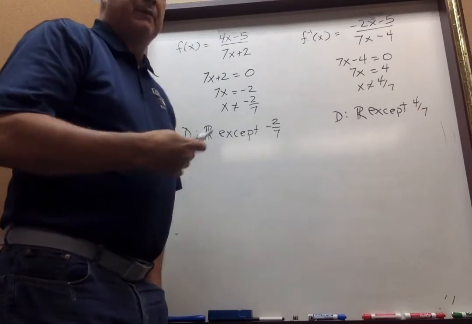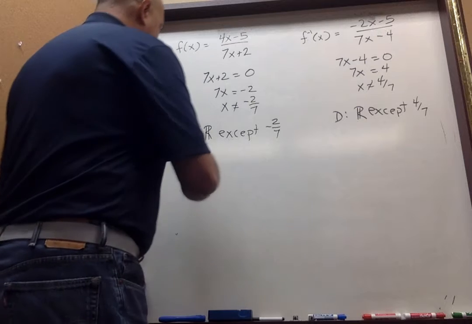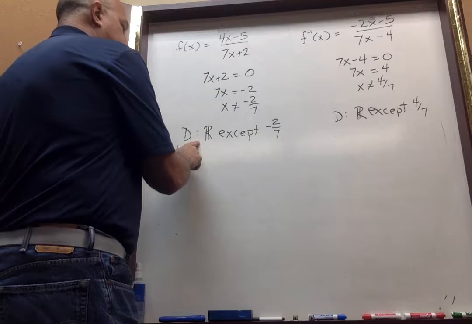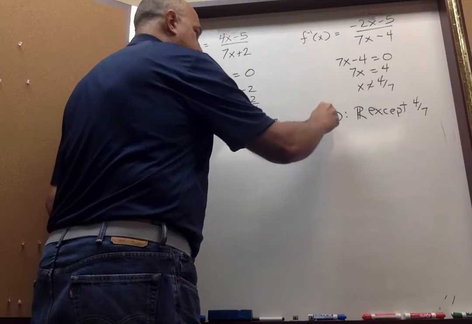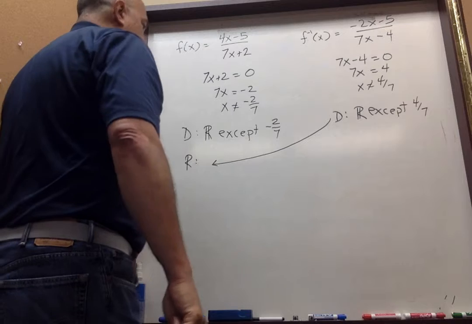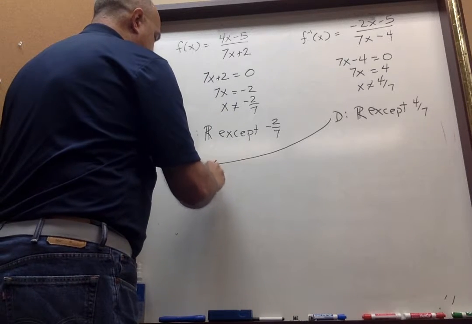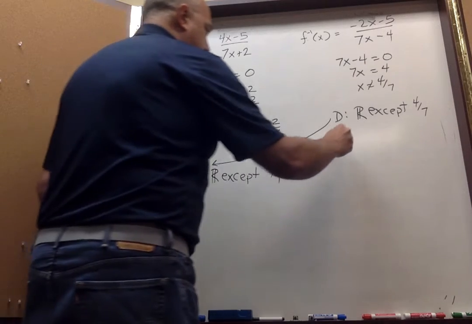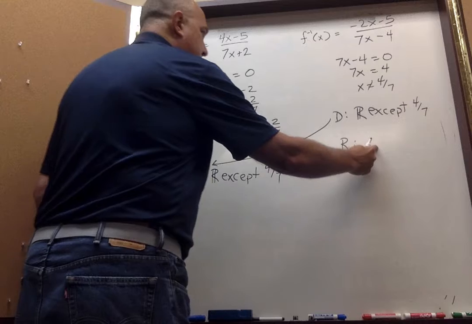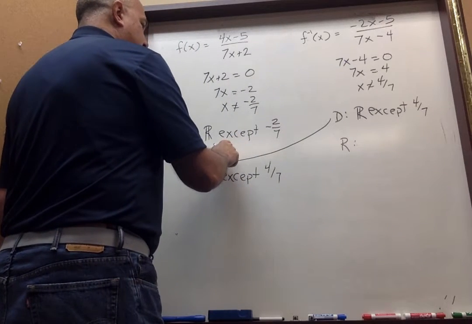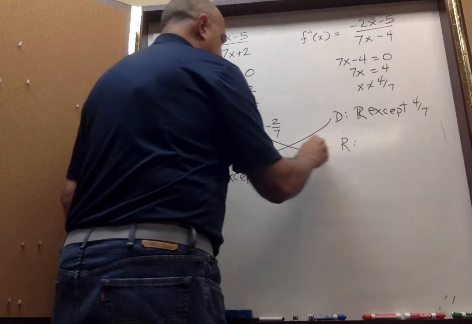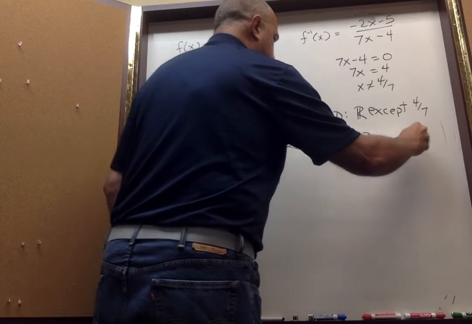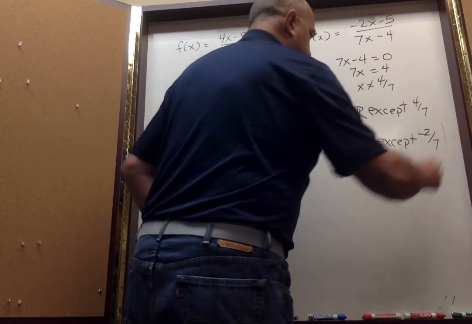Now, once you get the domains of the function and the inverse, the ranges are easy because the range of this function is the domain of its inverse. So the range of our original function is all real numbers except 4/7. And the same thing holds true here. The range of the inverse is the same as the domain of the original function, so our range here would be all real numbers except for negative 2/7.